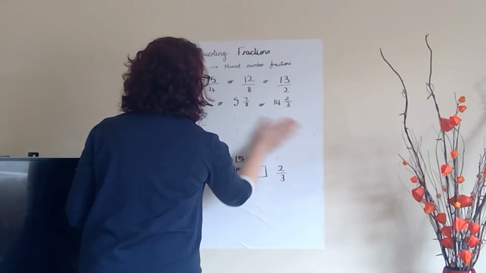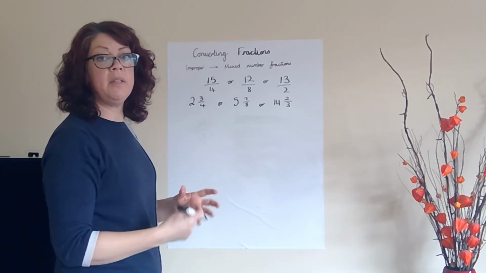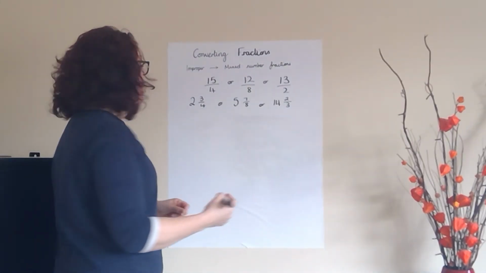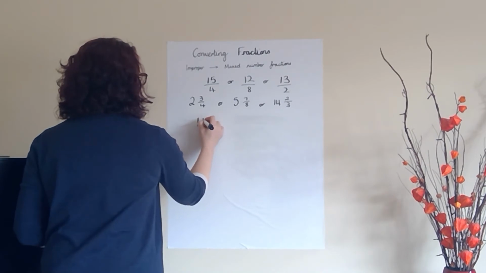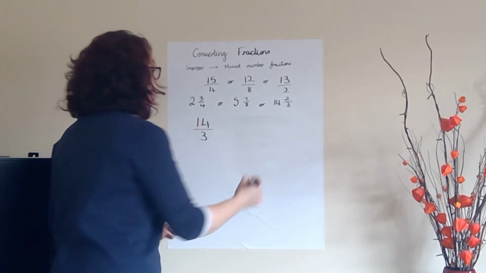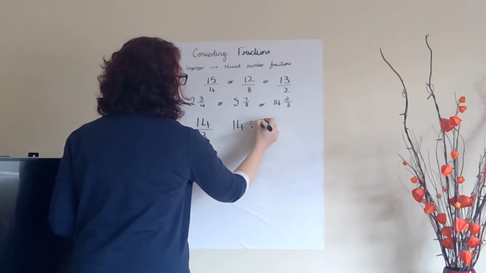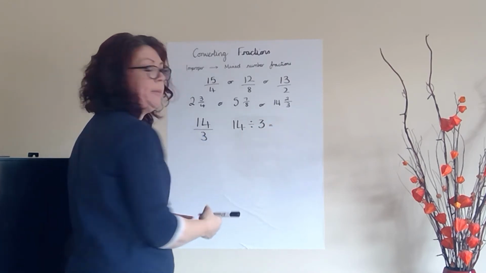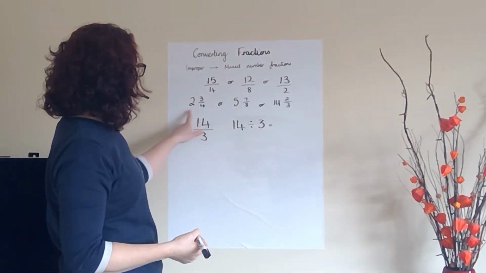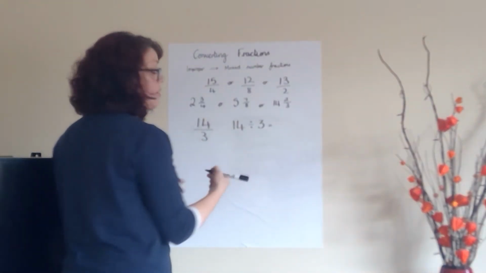Now, another way of doing that is to use our division skills, because fundamentally that's what you've done, is you've divided. So if we go back to that 14 thirds, what we've actually said is 14 divided by 3 is equal to. Okay, so we've taken our numerator and we're dividing that by our denominator. So I can do that in a couple of ways.